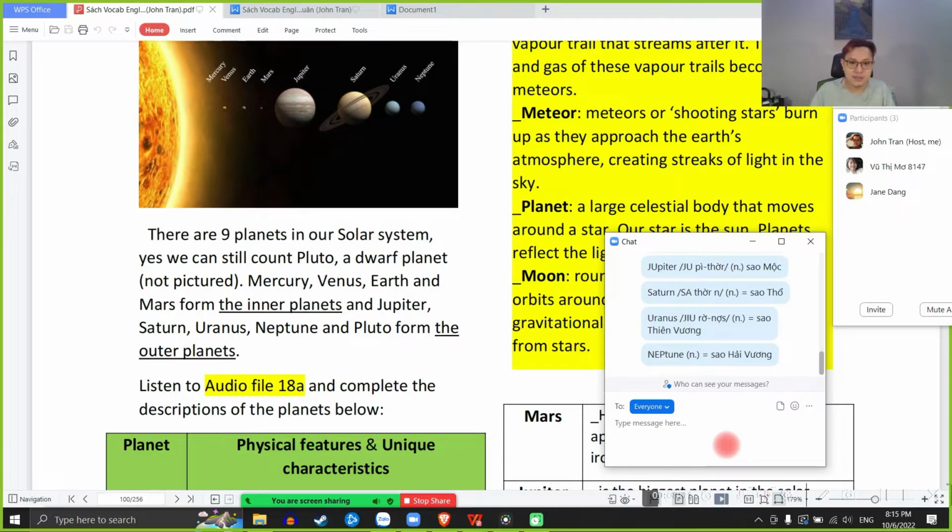Pluto, and of course Pluto là sao Diêm Vương. So all of the Jupiter, Saturn, Uranus, Neptune, Pluto form the outer planets, những hành tinh ở vòng ngoài.